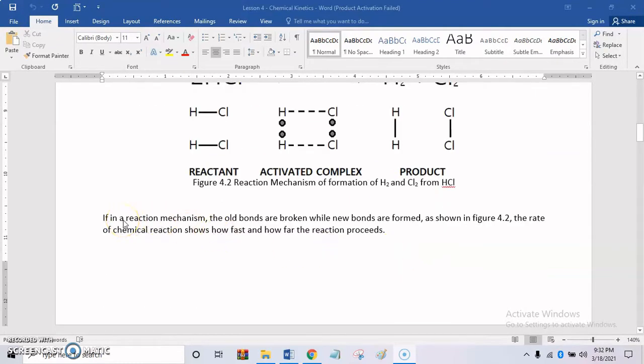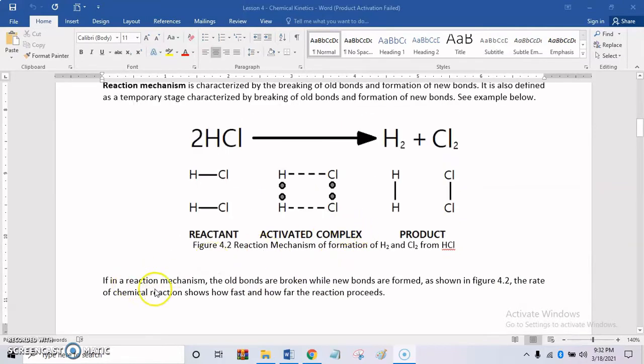If in a reaction mechanism, the old bonds are broken while new bonds are formed, as shown in figure 4.2, the rate of chemical reaction shows how fast and how far the reaction proceeds. So, yung ating chemical reaction only predicts the reaction rate of decomposing nitong chemical natin na HCl.